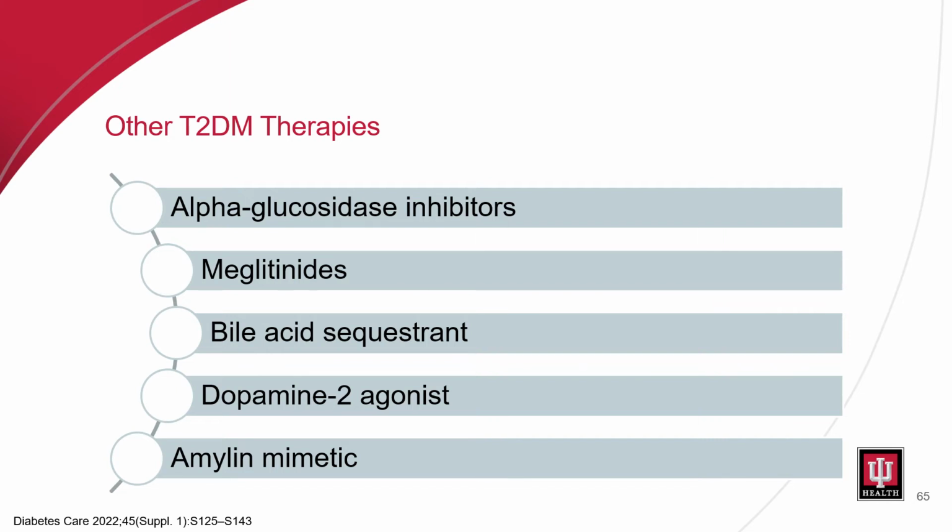I do want to quickly hit on the other type 2 diabetic therapies that are not necessarily recommended within the graphic, but certainly can be used, especially when we're starting to dig up third, fourth, etc. line for patients. These can be the alpha-glucosidase inhibitors, meglitinides, bile-acid sequestrants, dopamine 2 agonists, and then the amylin mimetic or pramlintide, which we discussed in the type 1 diabetes section.